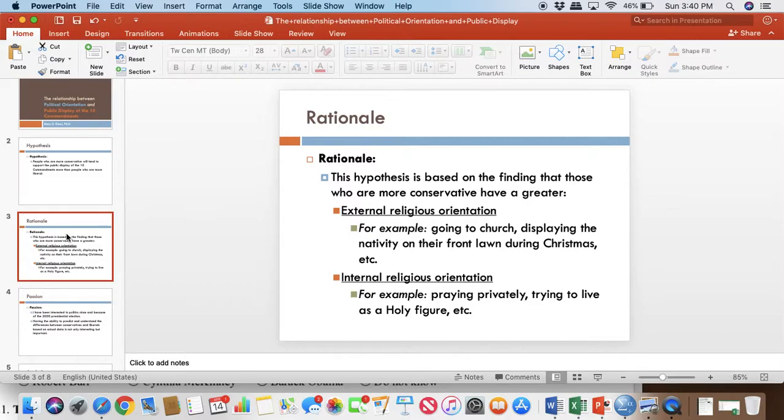In this case, my rationale was a little more complicated because I ran some subsequent analyses, but your rationale could literally be anything. So I could have said, well, just based on my experiences, I have found that conservatives tend to support things like public display of the Ten Commandments more than liberals, okay?